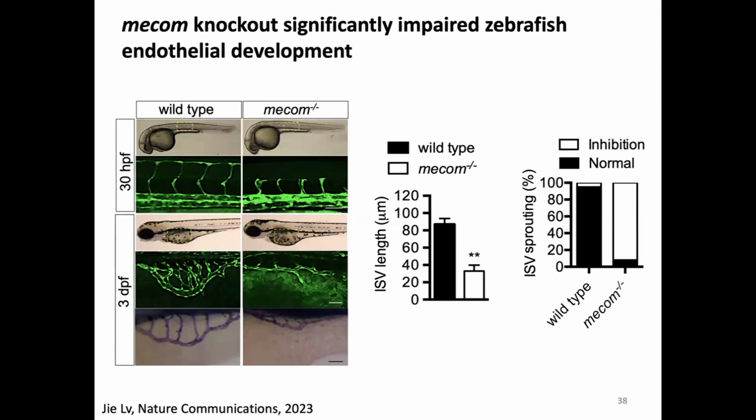Then we further performed experiments to verify the importance of MECON in endothelial cells in animal models. We used zebrafish as the animal model to perform MECON knockout. As a result, we can see the endothelial-related phenotypes, including the angiogenesis and blood vessel phenotypes, are significantly impaired by the MECON knockout, such as the ISV length and the sprouting of the ISVs in the zebrafish.